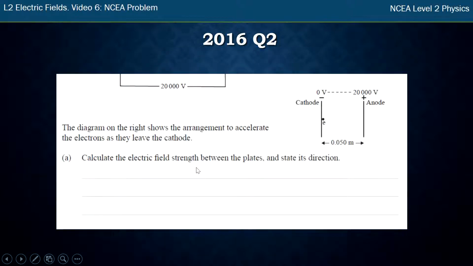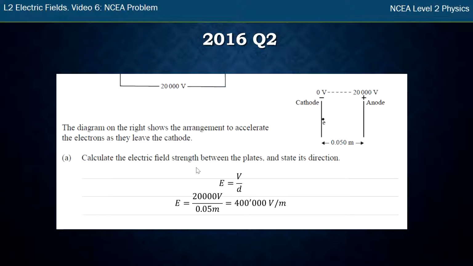So the first question is asking you to calculate the electric field strength between the plates and state its direction. The electric field is given by volts divided by distance, so there's 20,000 divided by 0.05, and that number is 400,000 volts per meter.